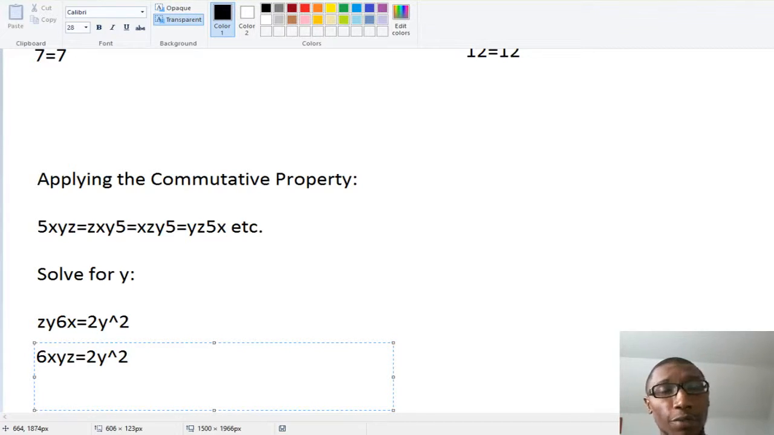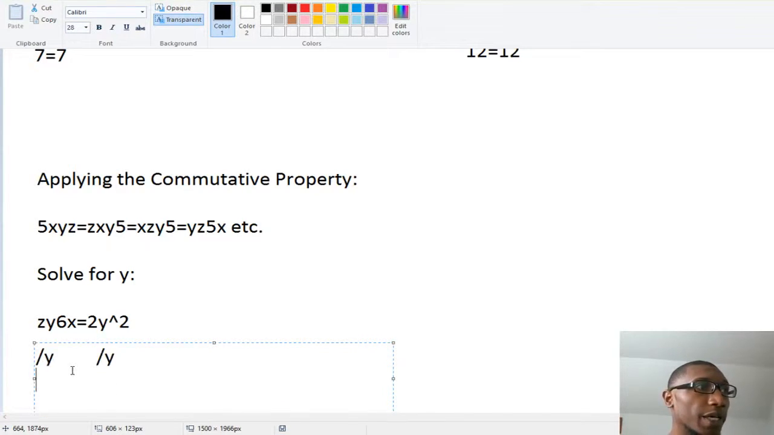So firstly, I used the commutative property to just put them in an order that made sense to me. And then I'll show you another way we're going to use it. So we want to solve for y. The first thing we want to do is divide both sides by y. So I'm going to say divide by y and divide by y.